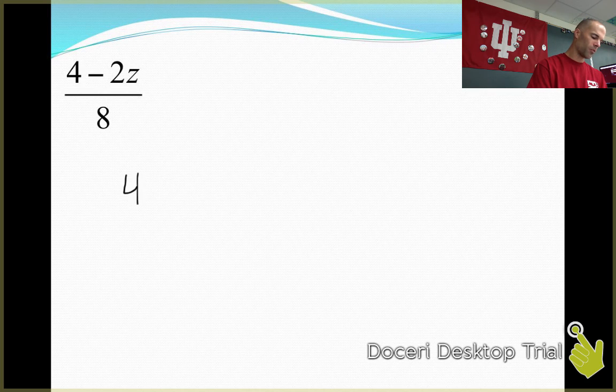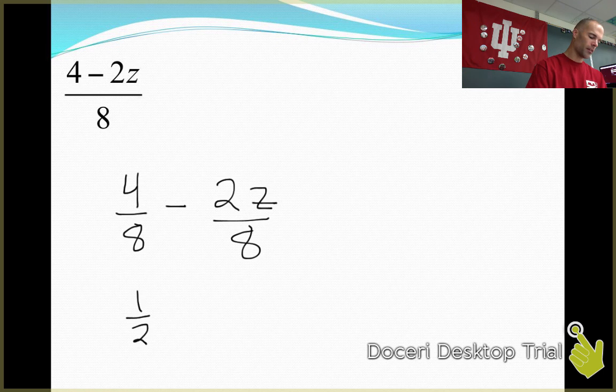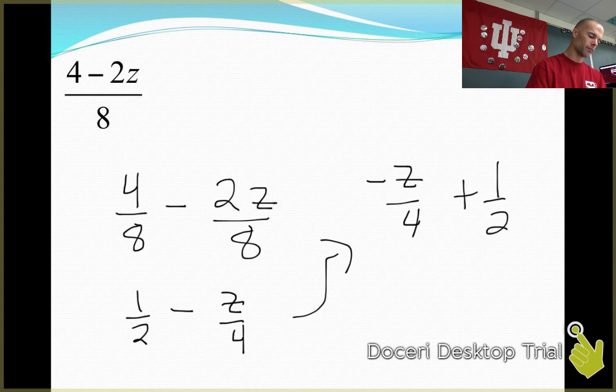Now in this next one, when we split this up, we're going to have 4 over 8 minus 2z over 8. So 4 over 8 reduces to 1/2, minus 2z over 8 reduces to 1z over 4. So remember, we want to write this in standard form, so this would be negative z over 4 plus 1/2.